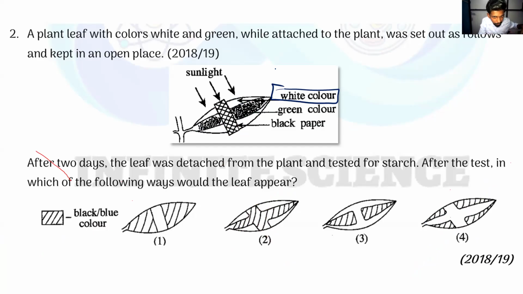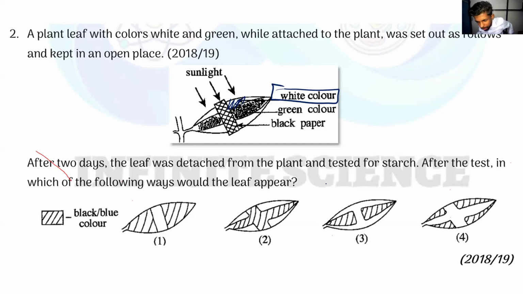There are some leaves that we name as mosaic leaf, right? In that leaf there will be different colors and white color patches. Same like that, in this leaf they have clearly mentioned this is white in color. If that is white, no chlorophyll. If there is no chlorophyll, no starch. If there's no starch, that means no color change in that area.